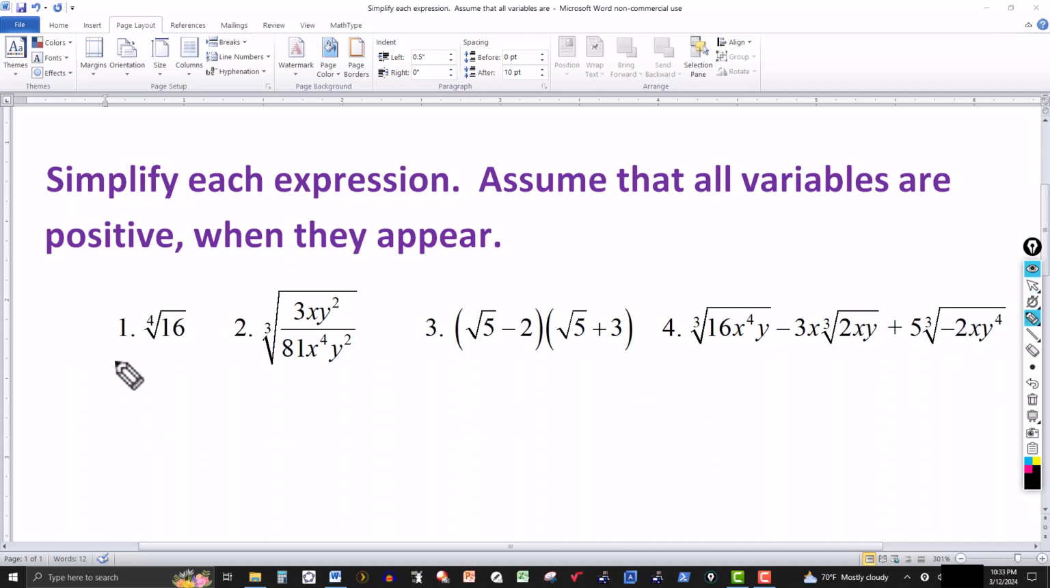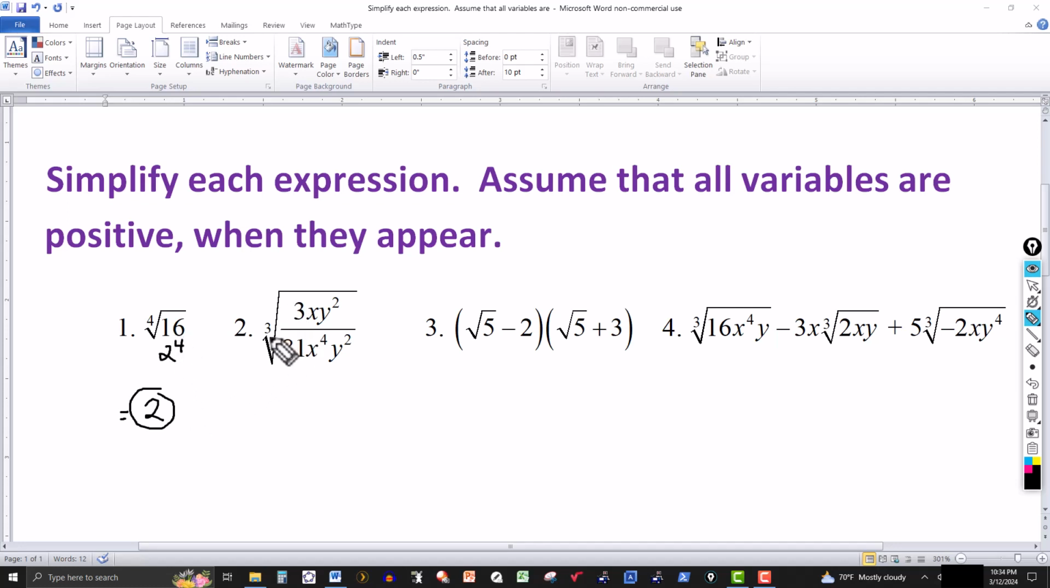So the first one has the fourth root of 16. Now if you know the simplified form just by looking at this, write it out. If not, you can think of this as 16 is 2 to the 4th. The 4's cancel out, 4 into 4, so this comes out to 2. 2 to the 4th does give me 16.